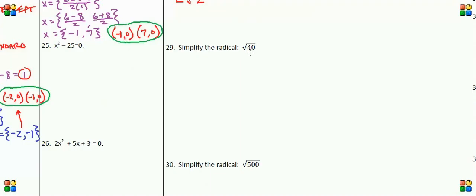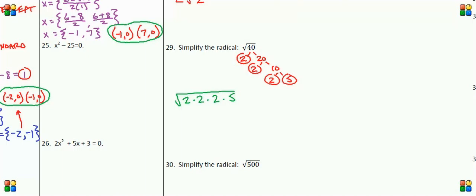Let's prime factor 40. 2 goes into 40 20 times. 20 divides by 2, and that gives us 10. 10 divides by 2 and leaves us with 5. Our prime factoring is 2, 2, 2, and 5. That means we know that the equivalent for the square root of 40 is the square root of 2 times 2 times 2 times 5.